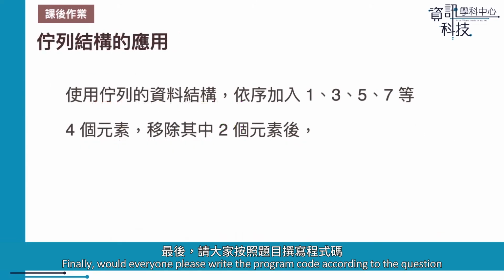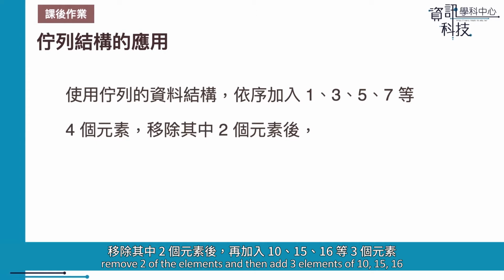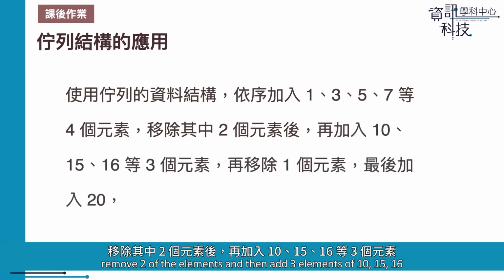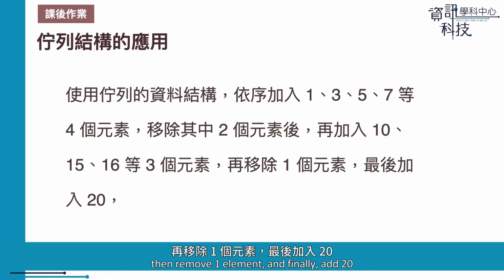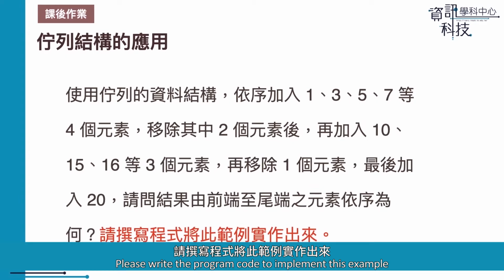Finally, would everyone please write the program code according to the question? Use the Q data structure. Add the 4 elements of 1, 3, 5, 7 in order. Remove 2 of the elements, and then add 3 elements of 10, 15, 16. Then remove 1 element, and finally add 20. What is the order of the elements in this queue from the front to the end? Please write the program code to implement this example.